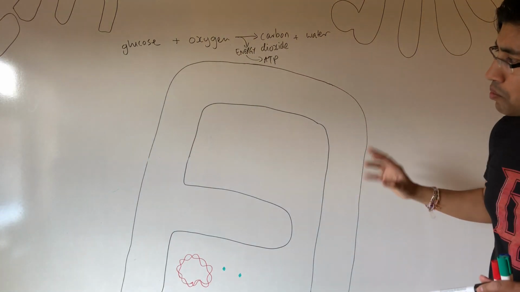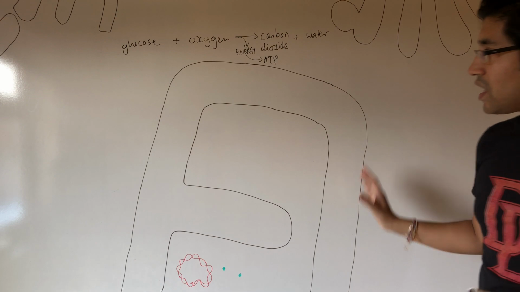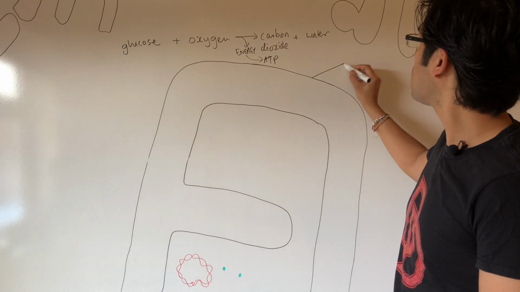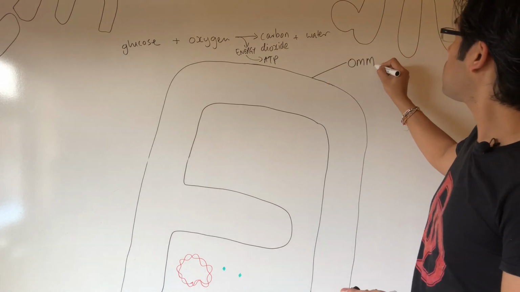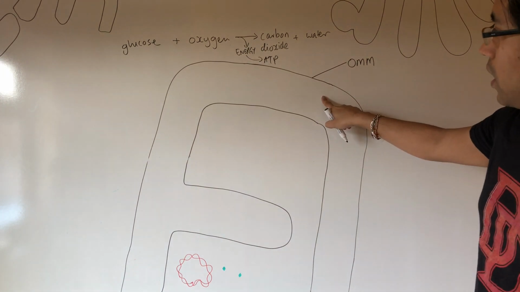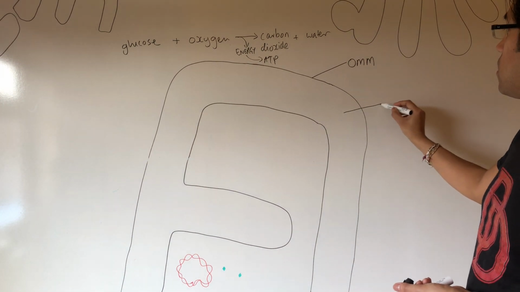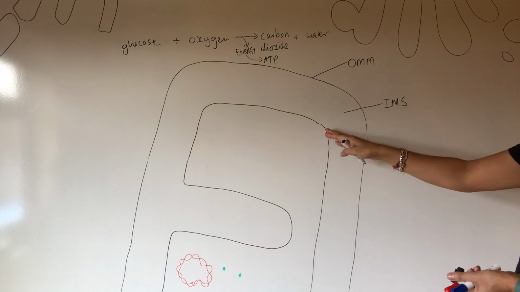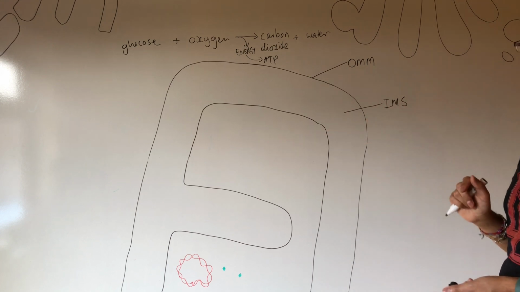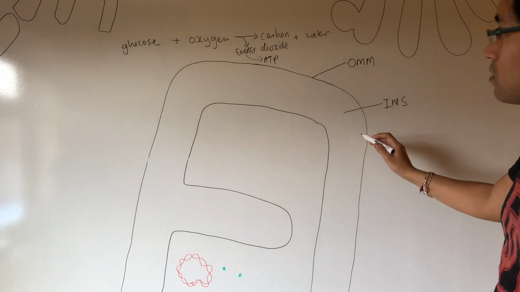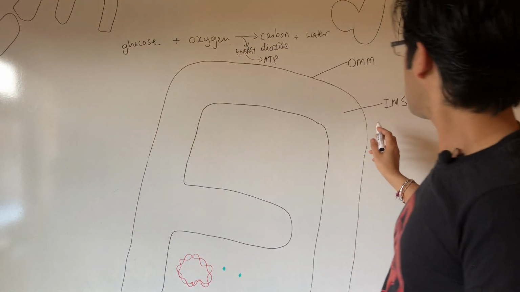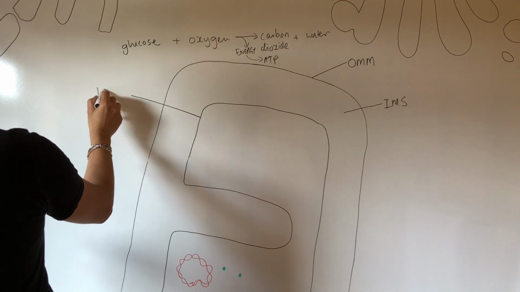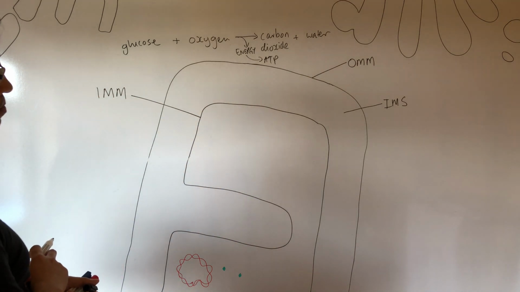Before we go too much further, let's get some basic mitochondria navigation done. What we have here is the outer mitochondrial membrane. Then we have the intermembrane space. So the space between the inner membrane and the outer membrane is the intermembrane space. Next we have the inner mitochondrial membrane, that would be this one right here.